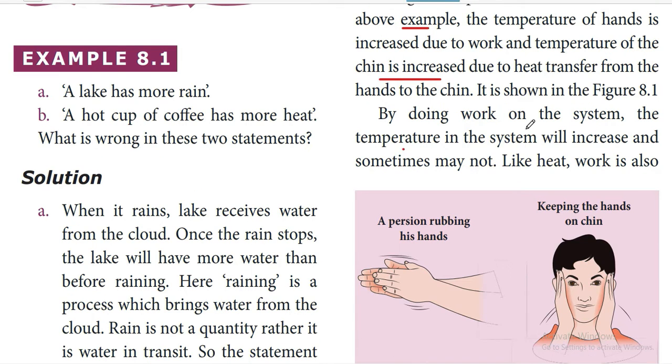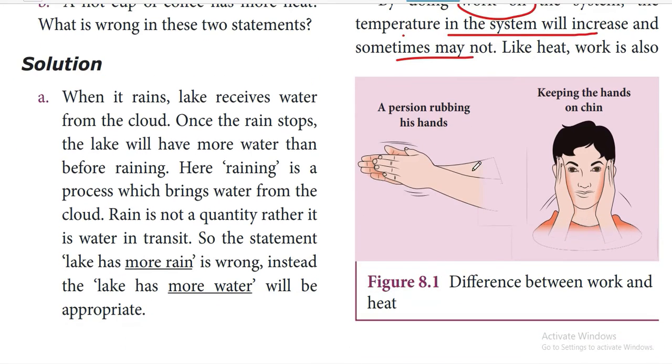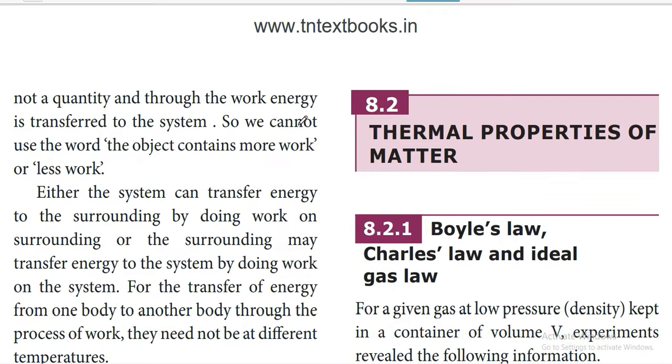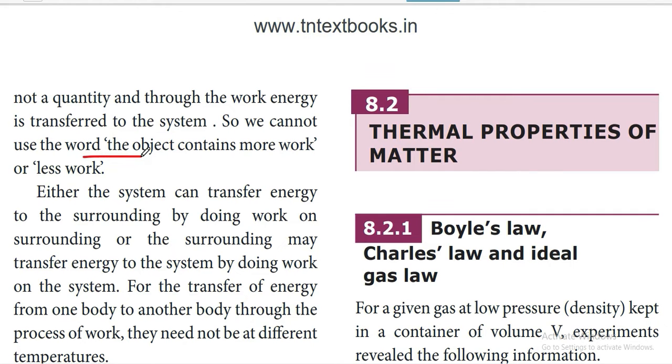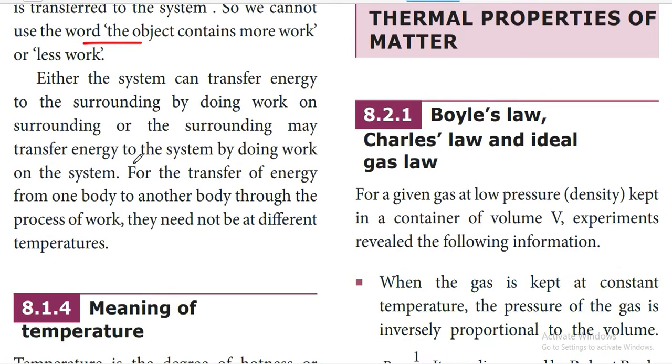By doing work on the system, the temperature of the system will increase. Remember, this is the keyword. By doing work on the system, the temperature of the system will increase and sometimes may not. Like heat, work is also not a quantity contained in a body, and through work, energy is transferred to the system. So we cannot use the words the object contains more work or less work. Either the system can transfer energy to the surroundings by doing work on the surroundings, or the surroundings may transfer energy to the system by doing work on the system.